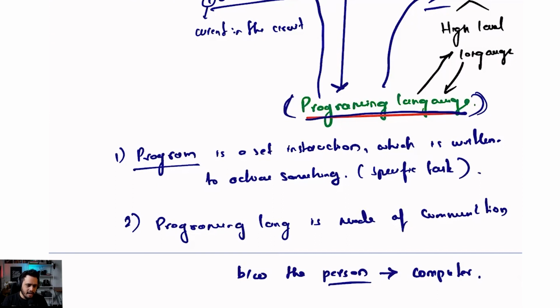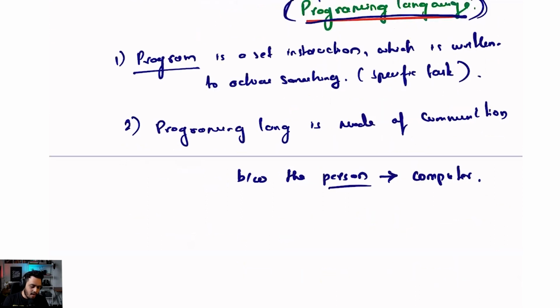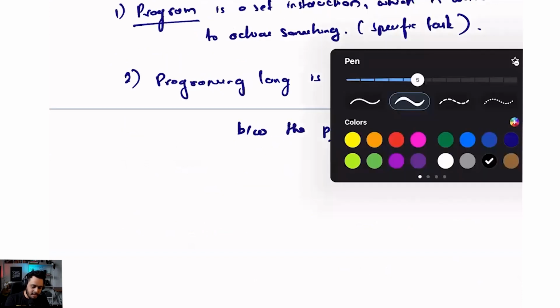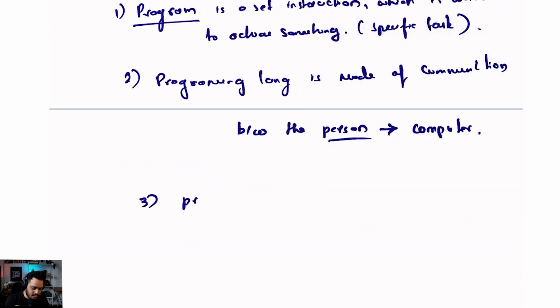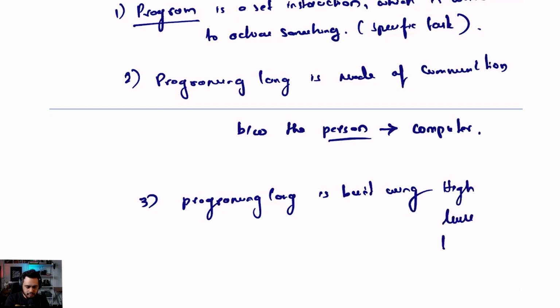If we would have colonized the whole world and taught everyone Sanskrit, then everyone would have been speaking Sanskrit and the programming language also would have been in Sanskrit. Is everyone clear? Okay. So now what is programming language built using? Third point, can I say? Programming language is built using what? Using high level language. Done? Okay.